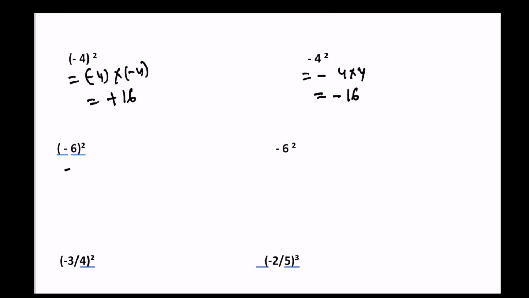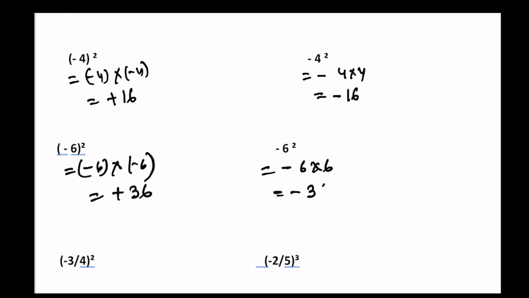Let me give you another example. Minus 6 parenthesis minus 6 whole square. That is minus 6 into minus 6. Minus into minus is plus, 6 into 6 is 36. But here minus 6 square, that is minus 6 into 6, that means minus 36.